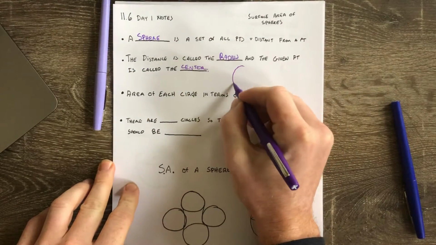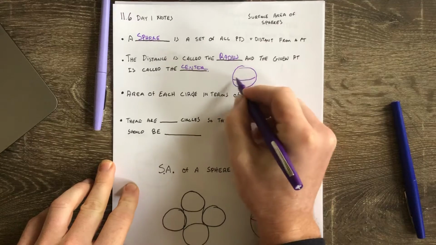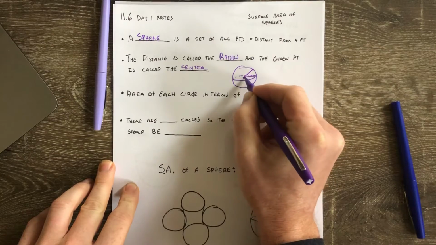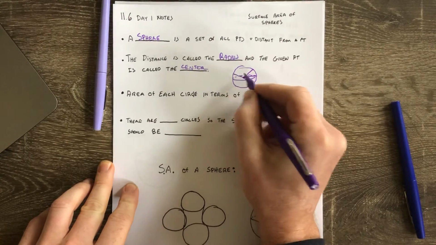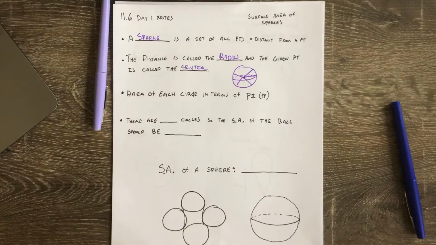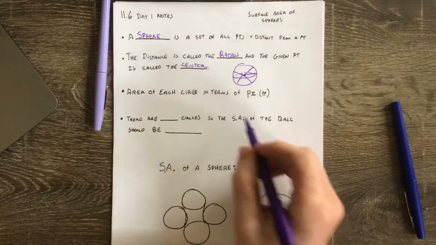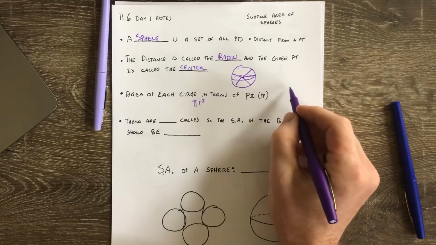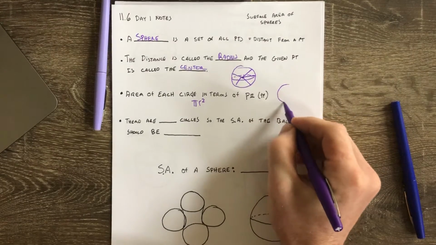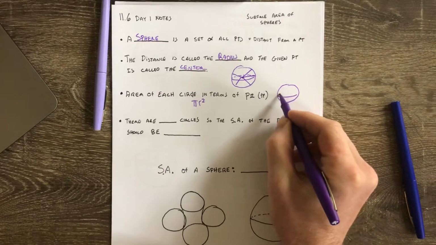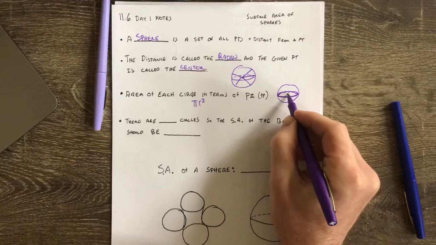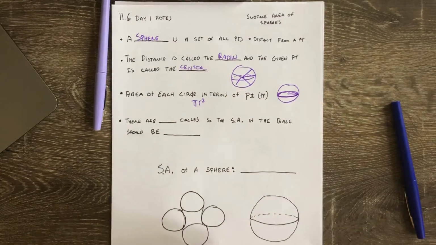If you have your ball here, the distance from the center to the outside, it doesn't matter where you go, is called the radius. Each one of those circles has an area of pi r squared. Think about the equator on a sphere. If I wanted to find the area of that circle, we call it the great circle, I just do pi r squared.